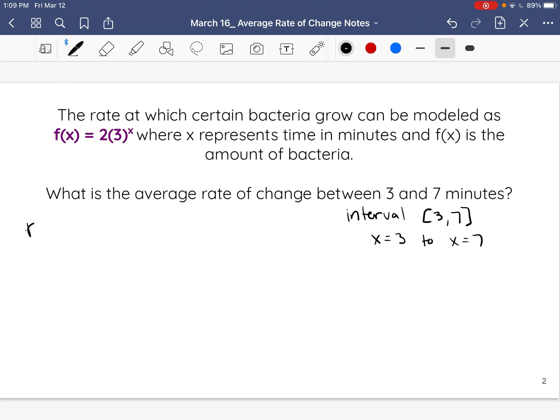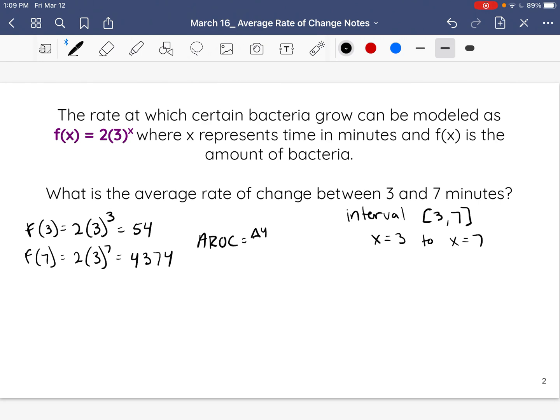So I've got f of 3 is equal to 2 times 3 raised to the 3. And I'm just going to put that into my calculator real quick, and I get that that is equal to 54. And then I'm going to do the same thing for 7. f of 7 is equal to 2 times 3 raised to the 7th power. And again, when I put that into my calculator, I'm going to get 4,374.